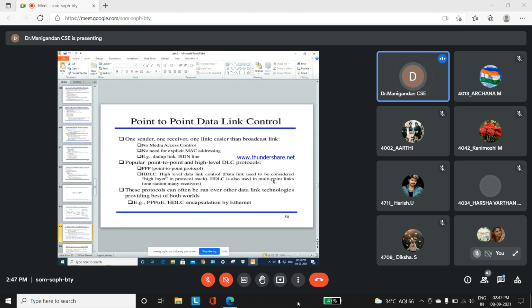HDLC encapsulation by the internet. Encapsulation, the wrapping up of data into a single unit, is done in the Ethernet process, which carries the internet from source to destination with the help of the internet service provider.